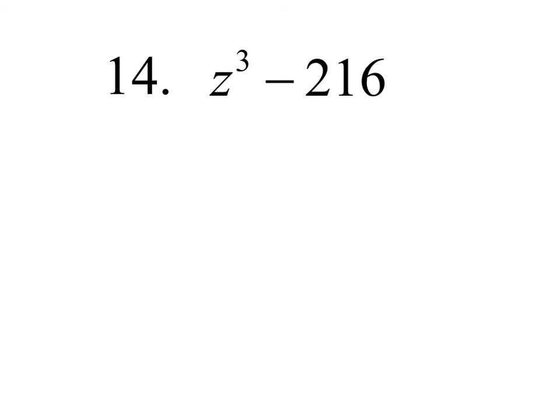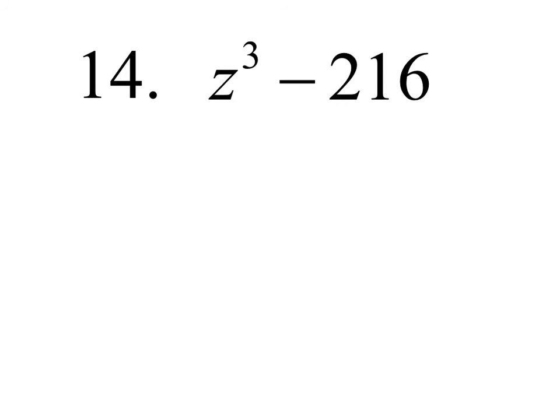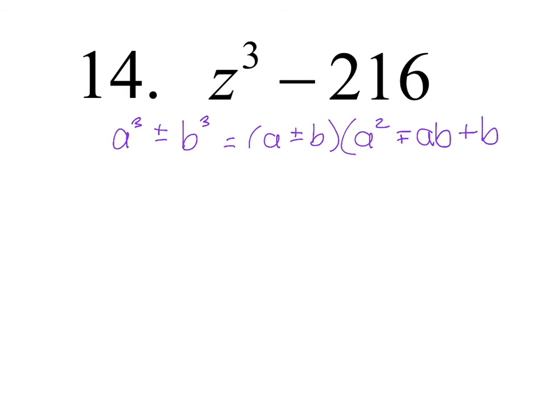All right, this is a difference of cubes. So I'm going to write down the formula again for you real quick. If I have a cubed, either plus or minus b cubed, this is going to equal the a and then the same sign, plus or minus b, times a squared, but now the sign flips. If it was plus before, it's now minus, and if it was minus before, it's now plus. AB plus b squared. That's our pattern.